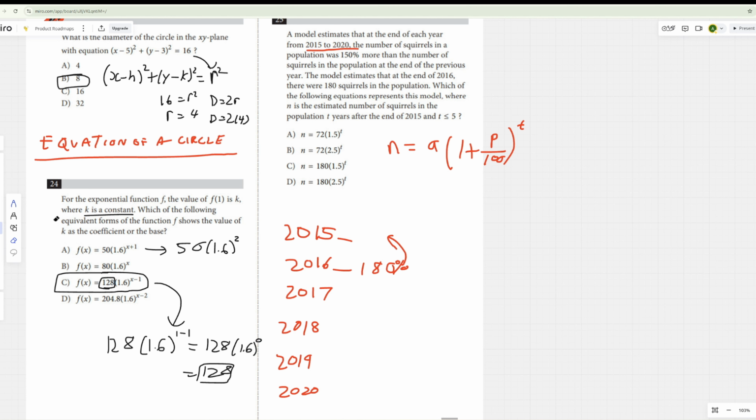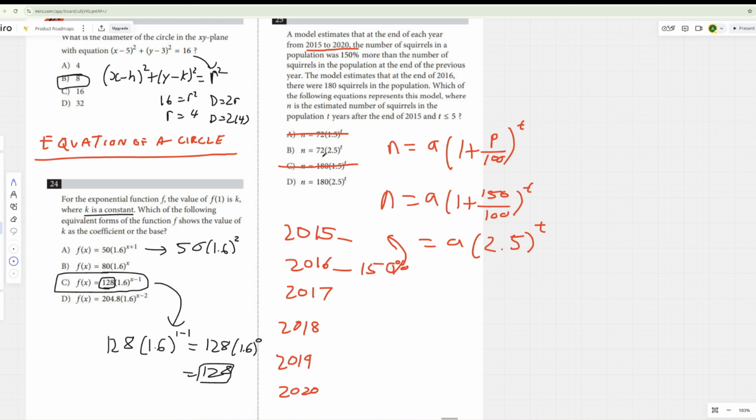Oh shoot, I've been writing 180 this whole time. It's 150. Sorry, that's my bad. 1 plus 150 over 100 to the t power. This is just a times (1 plus 1.5), just 2.5 to the t power. So it's going to look something like this. But so we can cross out a and c.